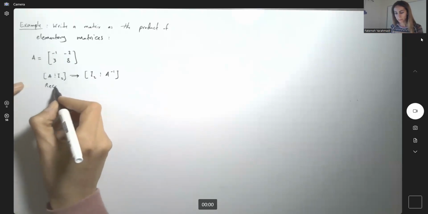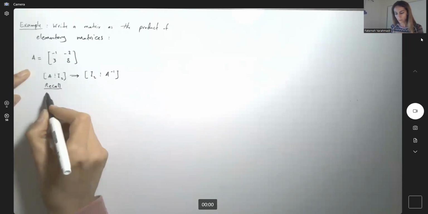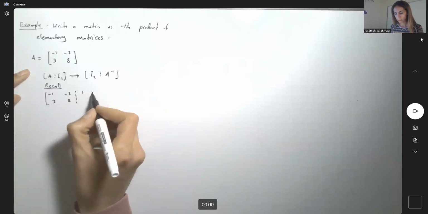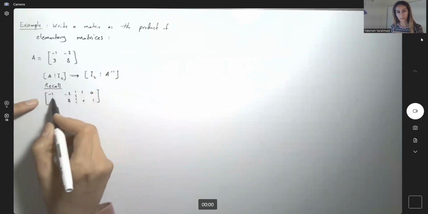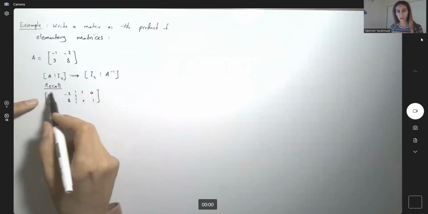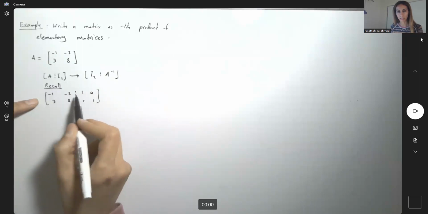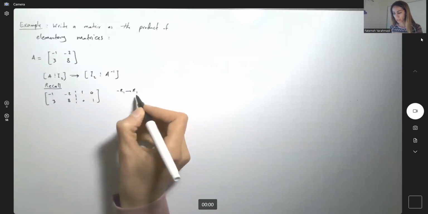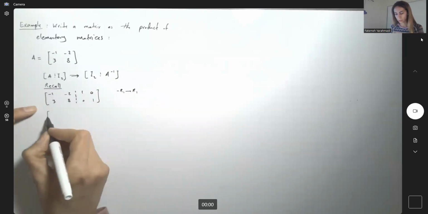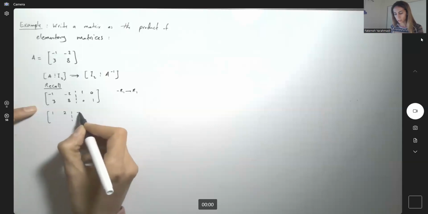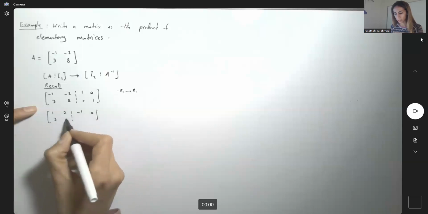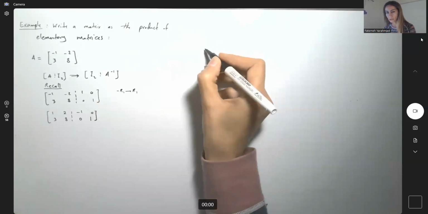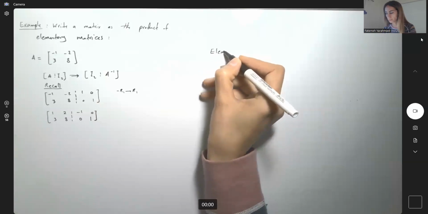From recall, we have the following. We have -1, -2, 3, and 8. And then we have 1, 0, 0, and 1 on the right. The very first thing you're going to do, you're going to multiply the very first row by -1. Negative times R1 becomes R1. So in this case, you have 1, 2, -1, and 0, and you're going to copy down whatever you have down here. So what is your elementary matrix here?